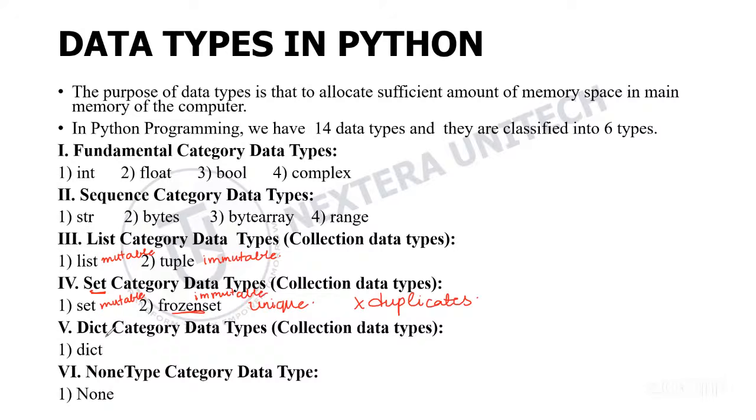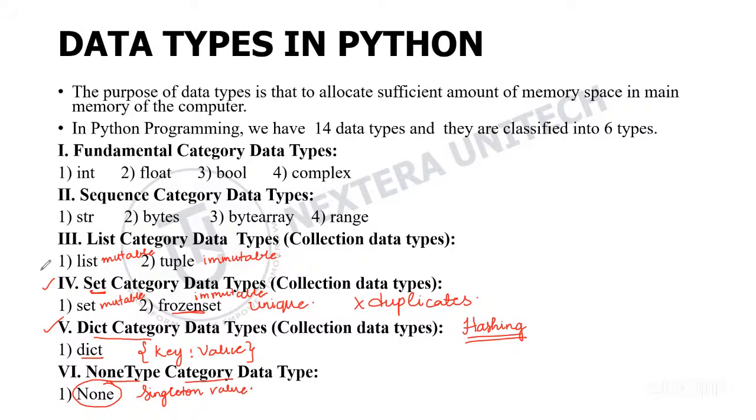And then we've got to learn about dictionaries. So dict category data types. The values in a dictionary are stored in the format of key is to value. So key value pairs are stored in dictionary. So internally the values of set category data types and dictionary category data types are stored using a mechanism or a process called hashing. And then we got to learn about none type category data type, which consists of only one value, that is none. So none is a singleton value.